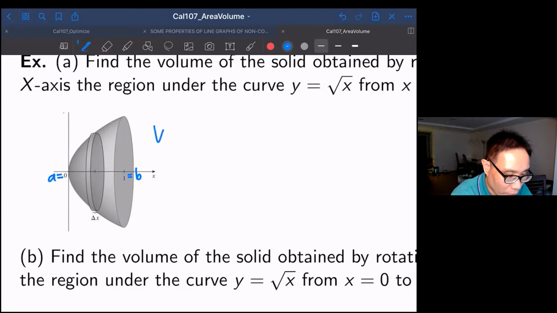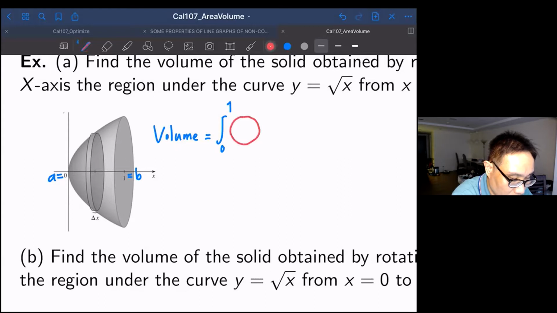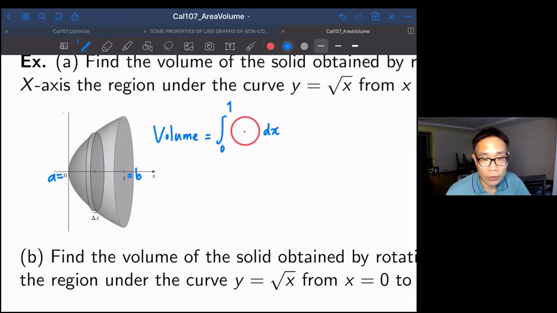So you're gonna have the volume given by the integral from 0 to 1 of your circle dx. Okay, so it's going to be the integral from A to B along the x-axis of the area of the circle. And what will be the area of the circle?